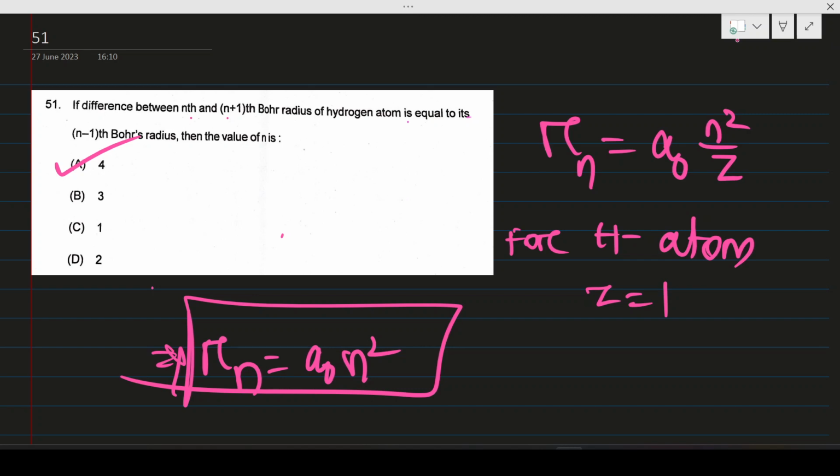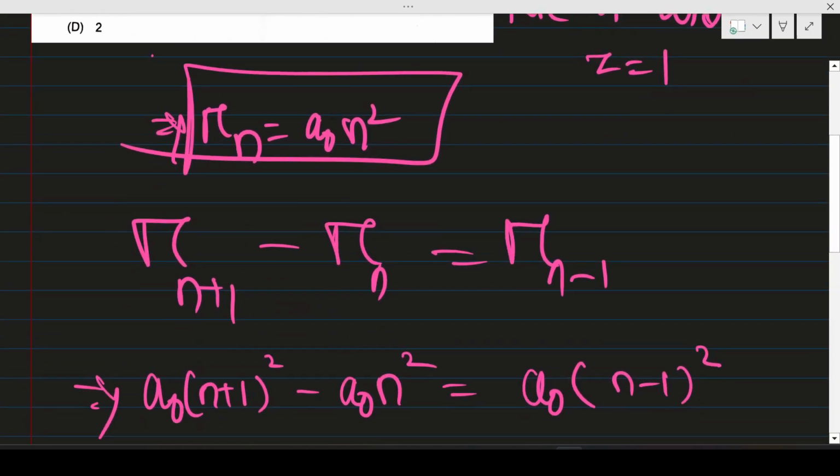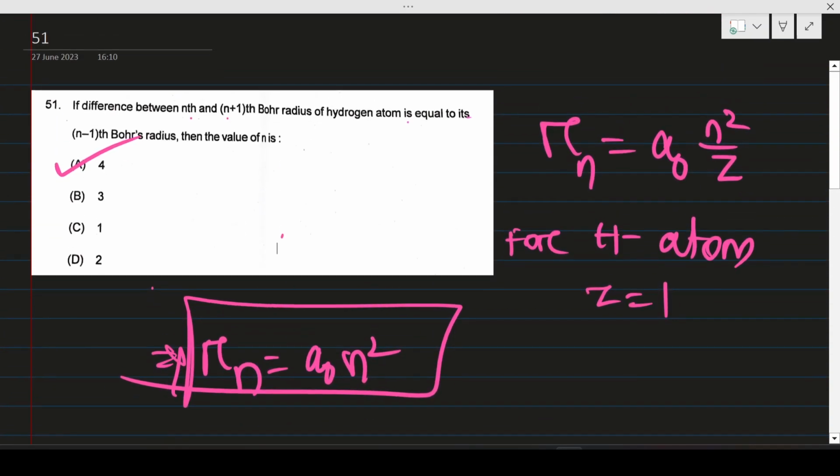If the difference between the nth and n plus 1th Bohr radius of a hydrogen atom is equal to its n minus 1th Bohr radius, then the value of n. So basically, it is given Rn plus 1 minus Rn equal to Rn minus 1. For that, you have to first know what is Rn. Now, Rn in the hydrogen atom spectrum, according to Bohr's theory, is equal to A0 n square by Z, where A0 is the first Bohr radius, whose value is 0.53 angstrom.